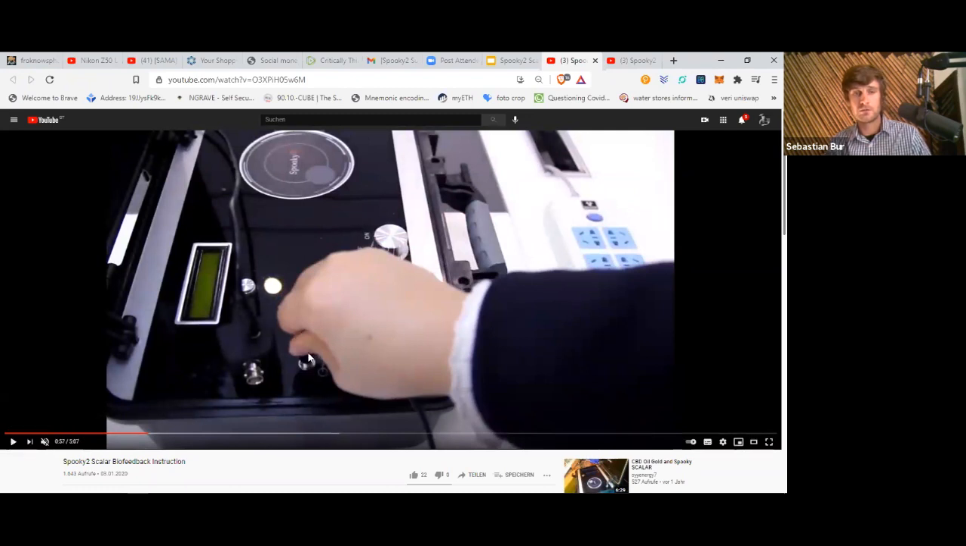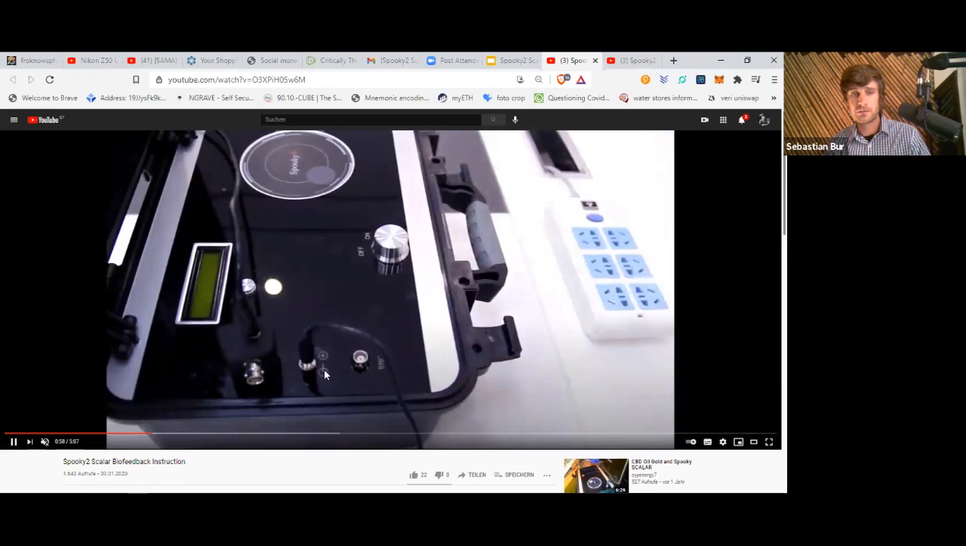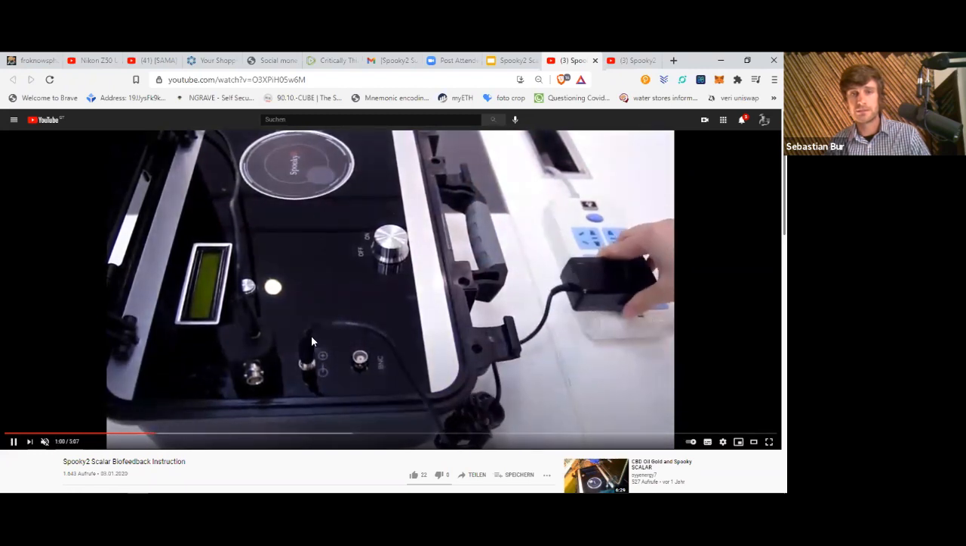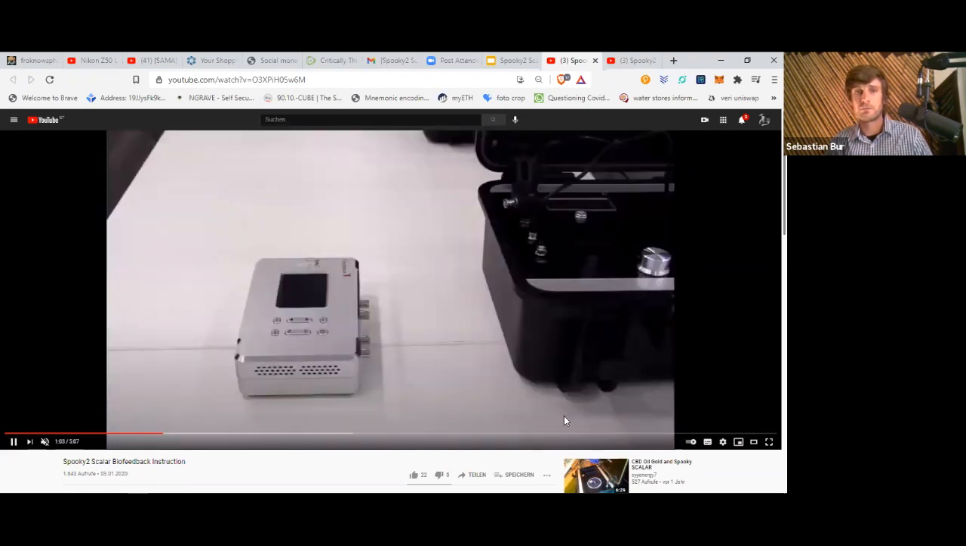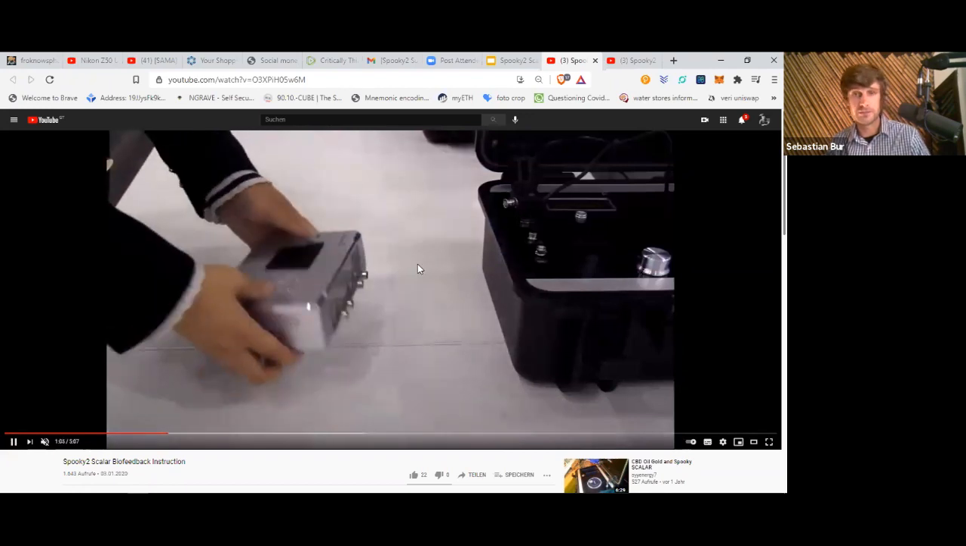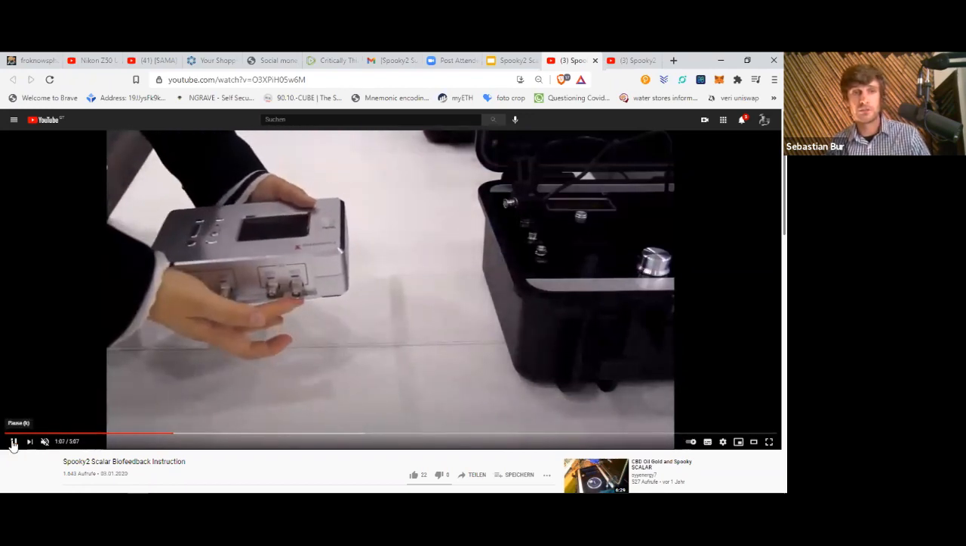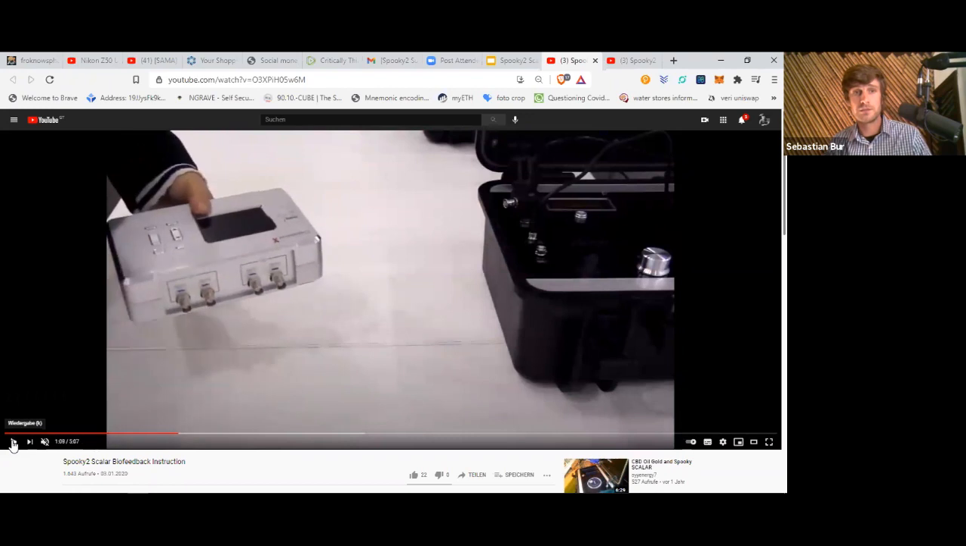And then what you want to do is you plug in the power. So where this little plus sign is, that's the power to give it obviously some electricity. And then you connect the Spooky2. So as you can see, if you don't know, there's two generators. I got one here, so I'll show you this real quick. There is two generators and it needs two.